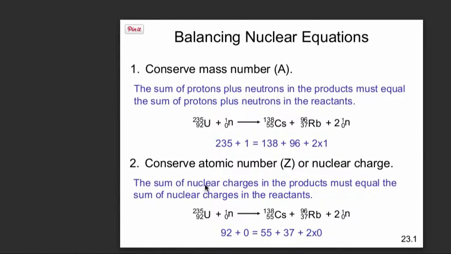The sum of nuclear charges in the products must equal the sum of nuclear charges in the reactants. That's our second rule. For that one, we look at the bottom left. So 92 protons plus 0 protons for a neutron.